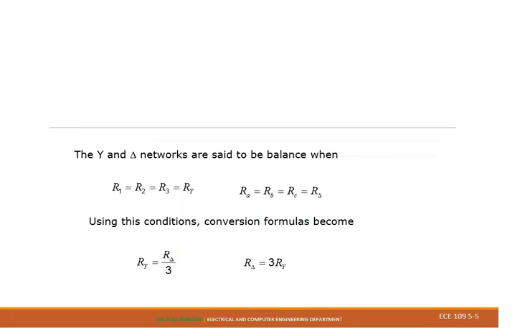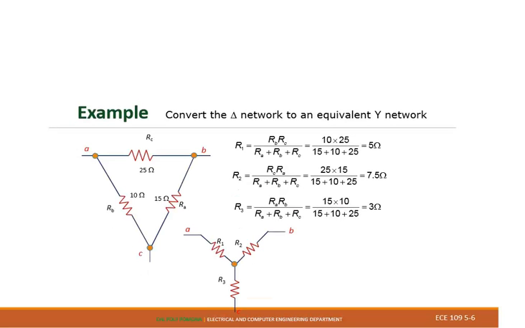Okay, this is the simple way to remember them. If the resistors R1 equal R2 equal R3, which we call the RY case, then RA will be equal to RB and equal to RC, which is R delta here. So when you combine them together, RY will be equal to R delta divided by 3. The other way, R delta will be equal to 3RY. That's the way you can remember it if they are all the same.